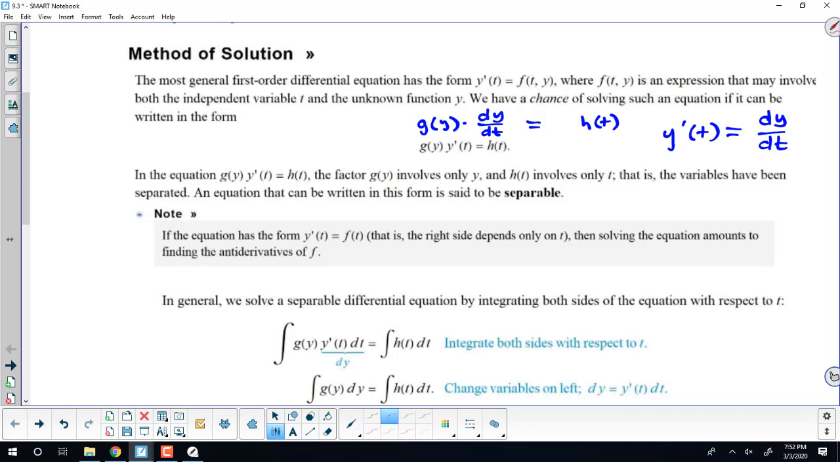What we can do now is integrate both sides of this with respect to t. On the left-hand side, the differential t divides away. Then we just have the antiderivative of a function of y with respect to y equals the antiderivative of a function of t with respect to t. So you can integrate both of those individually to solve for y.